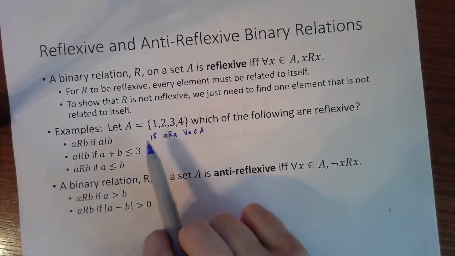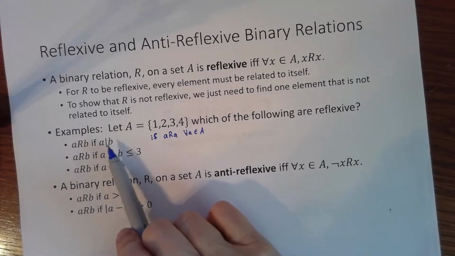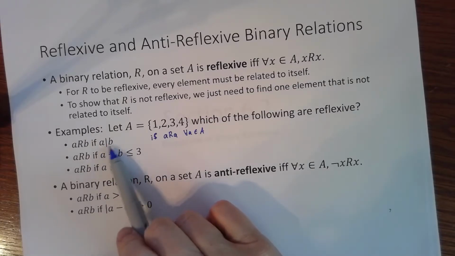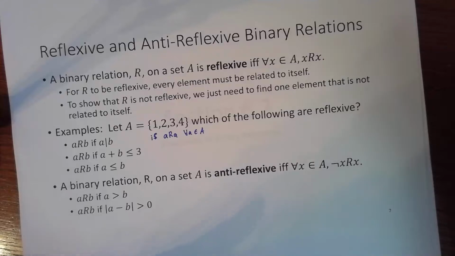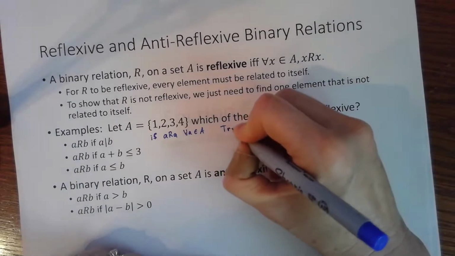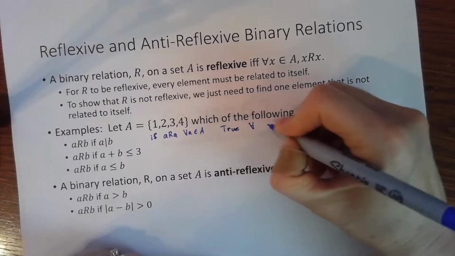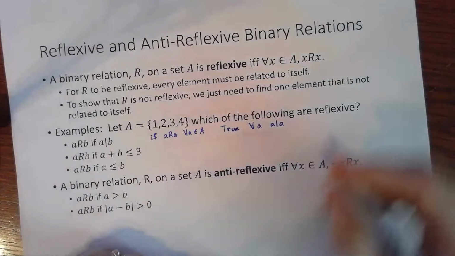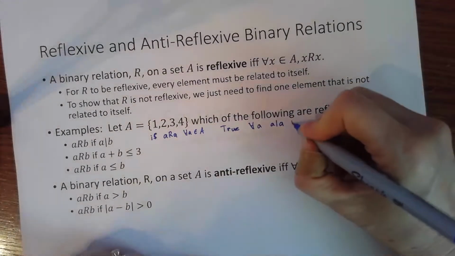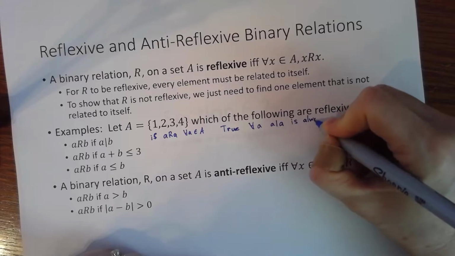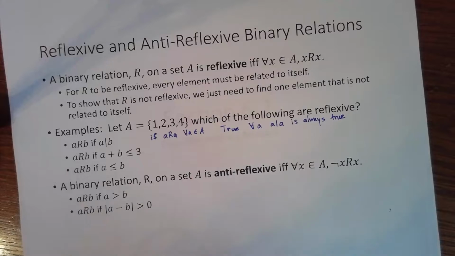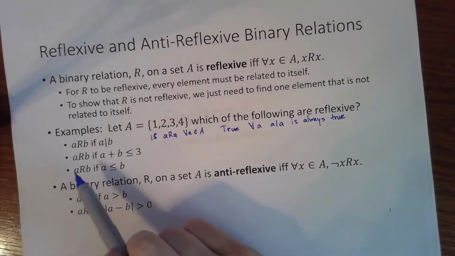Okay, so is 1 related to itself? So does 1 divide 1? Yes. Does 2 divide 2? Yeah. In general, no matter what number, every number divides itself, right? So this is true because for all A, A divides itself. Okay. This is always true. So it is reflexive.